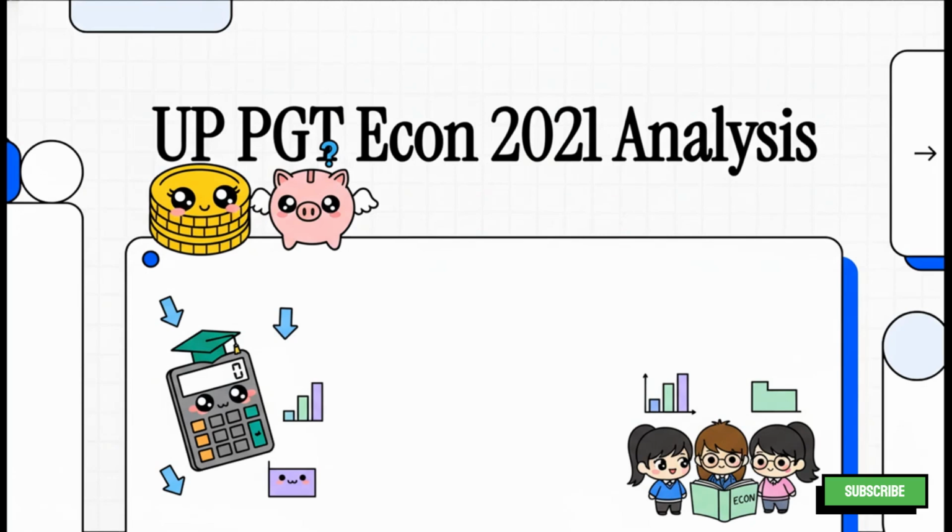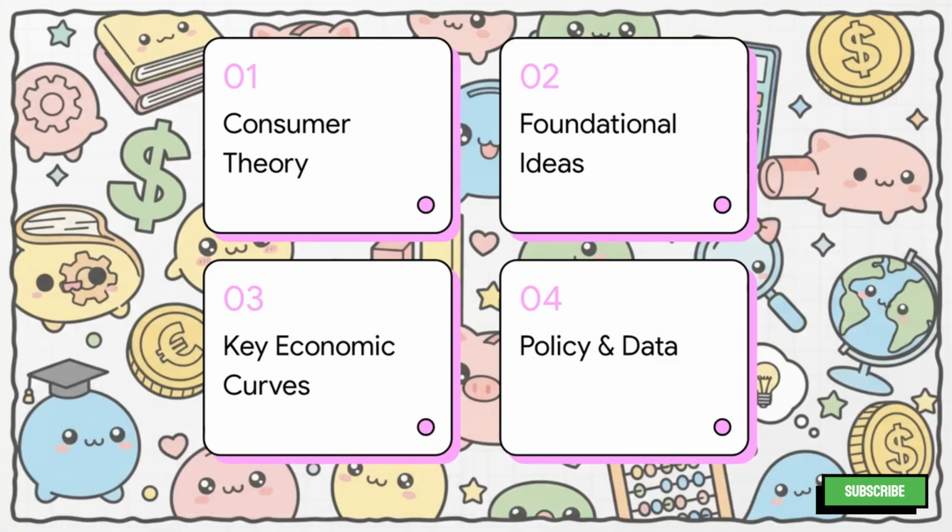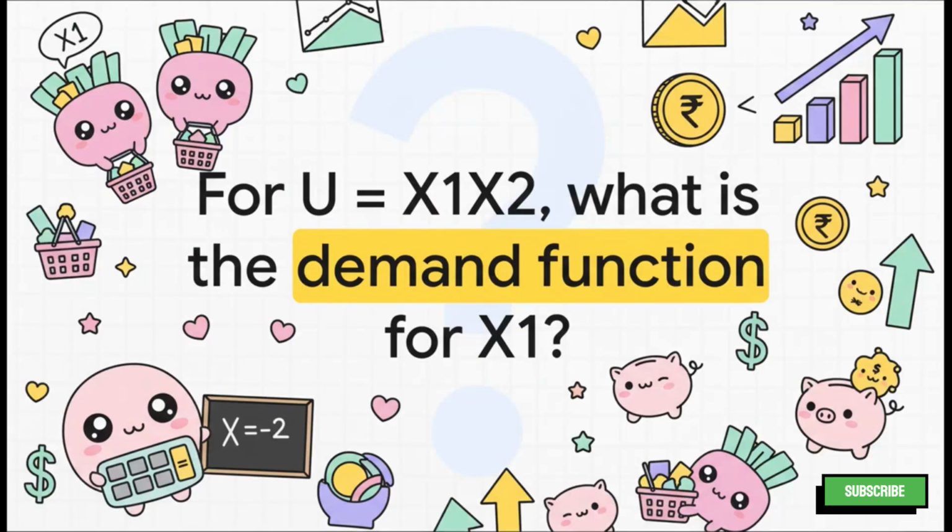Welcome back, aspirants. We're jumping right back into the UP PGT 2021 economics paper, tackling the next set of 10 questions. Okay, let's dive right in. So in this explainer, we'll be covering questions from these 4 key areas. It's a really good way to see how all these different concepts connect with each other. Let's get started.